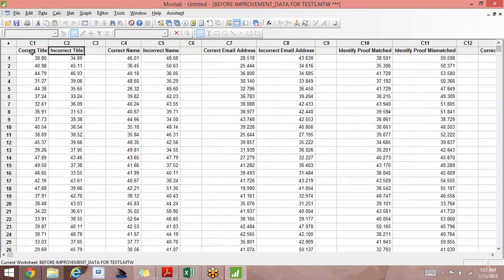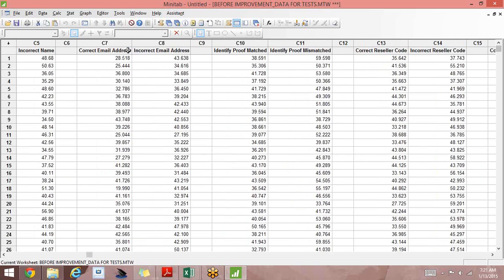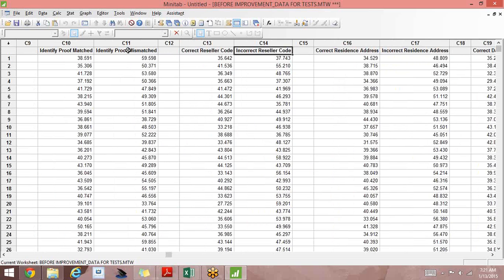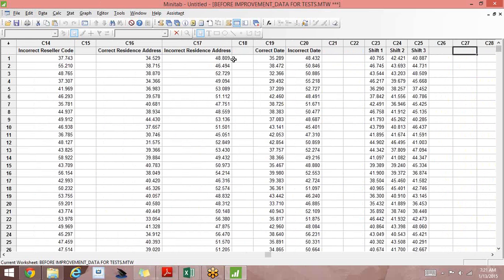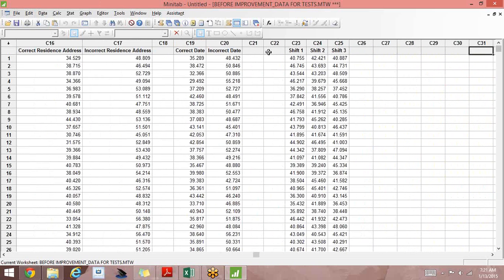No, because there is no scope for improvement. Both are the same. If incorrect title was taking longer time than correct title, then I should have worried about this input and taken corrective actions, right? So in all these cases, wherever there are two categories: incorrect name, correct email ID, ID proof matched yes or no, correct seller code yes or no, correct address yes or no, correct date yes or no, in all these cases you use the same thing, two sample t-test.